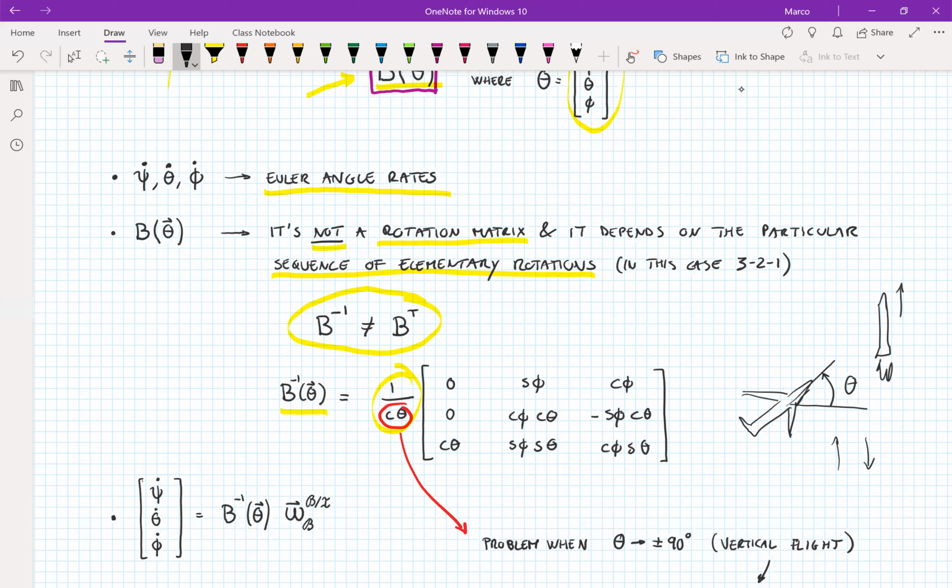So how do we solve this problem? Well, there are a few solutions. We're going to see them later on, but just keep in mind that every sequence of rotations will have this problem. So it really depends on what you're describing.